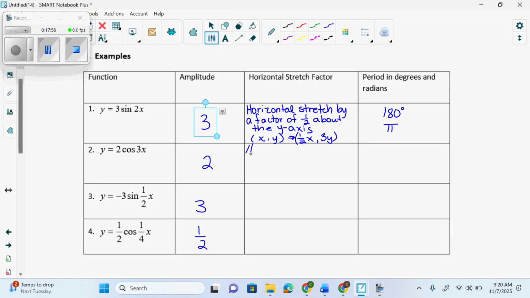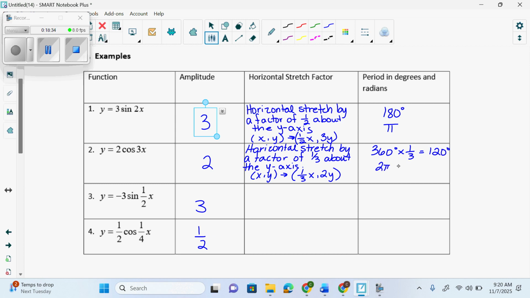This one has a horizontal stretch, guys, please stop talking, by a factor of what? 1/3 about the y-axis. My mapping is x, y becomes 1/3 x, comma 2y. So the period is going to be 360 degrees times a third, or divided by 3, which is 120 degrees, or 2 pi times 1/3.